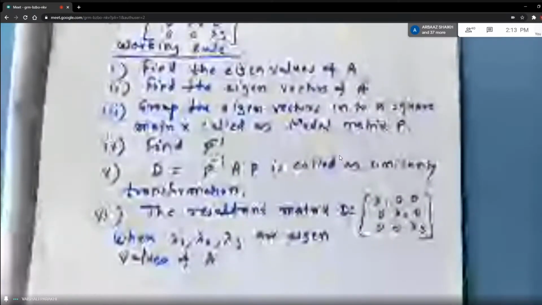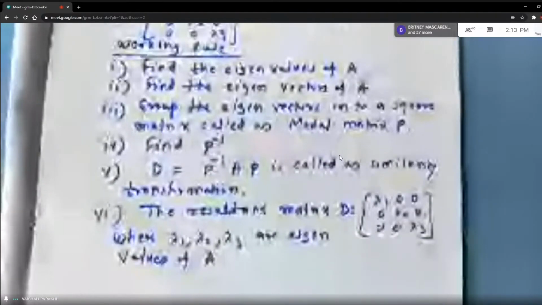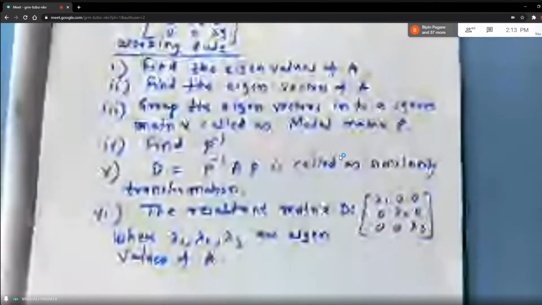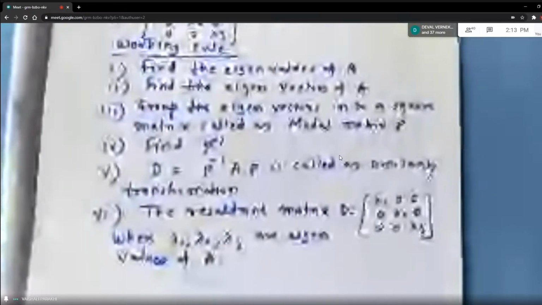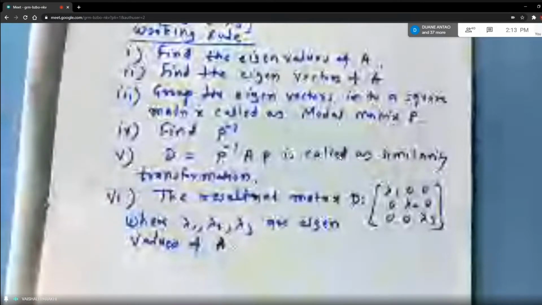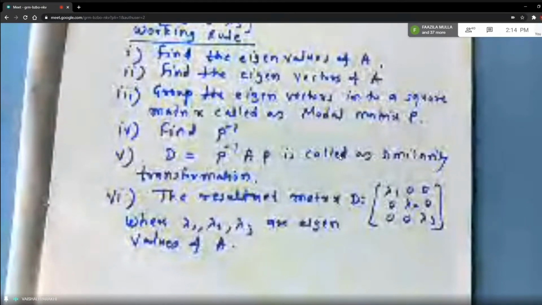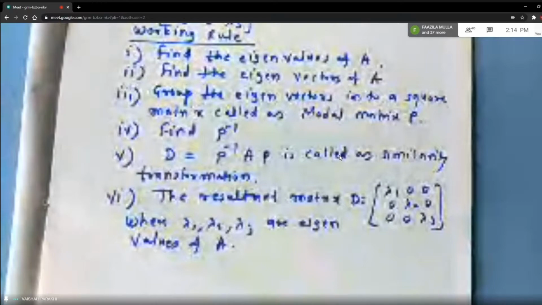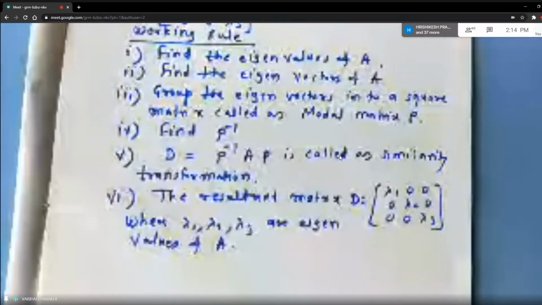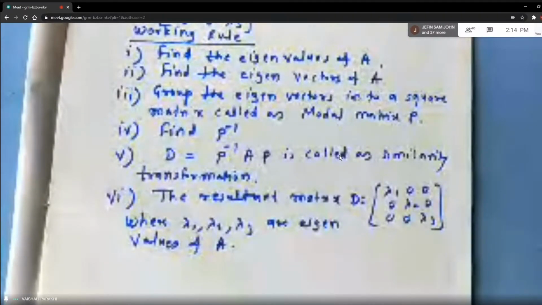Ma'am, can you dictate the last part from the resultant matrix? Okay. The resultant matrix D is equal to lambda 1 0 0, 0 lambda 2 0, 0 0 lambda 3, where lambda 1, lambda 2 and lambda 3 are the eigenvalues of matrix A. Thank you, ma'am.